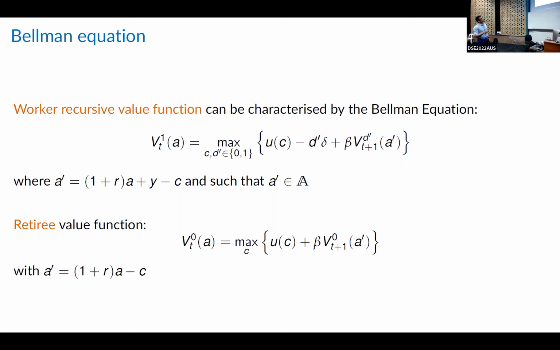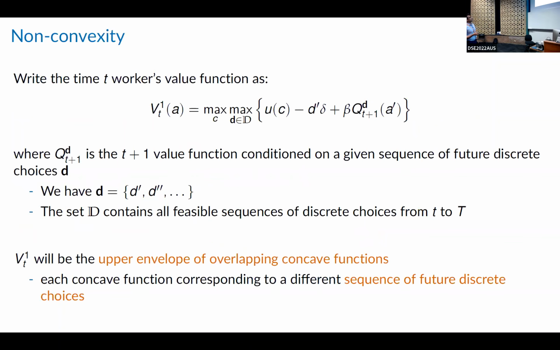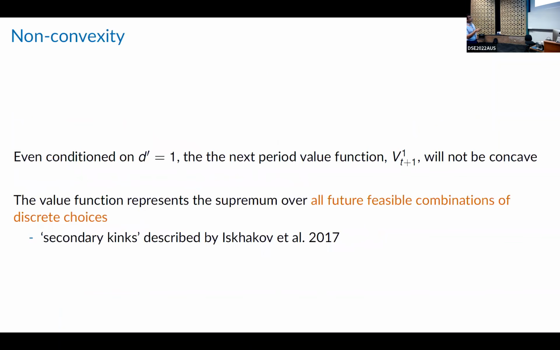The point here is, as Iskhakov et al. write it, this value function, even conditioned on D prime, is not concave, because implicitly by choosing C, you're choosing A prime, which then implicitly controls the future sequence of discrete choices. So even conditioned on D prime, the value function is not concave. So if you take the first order condition, it's not going to be good. Then there's a retiree value function, which is just standard.